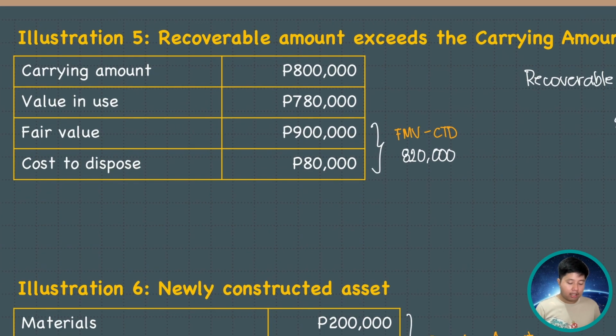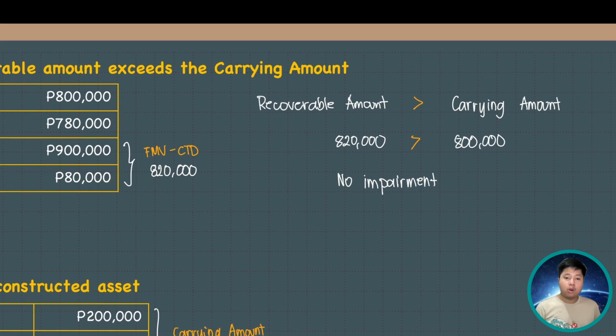Let us have illustration number 5. The value in use is 780,000. The fair market value is 900,000 and the cost of disposal is 80,000. We can now see that the fair market value less cost of disposal is higher than the VIU. That's why we are going to use the 820,000 as our basis for the recoverable amount. But since the recoverable amount is higher than the carrying amount, then we will not record any impairment loss for this illustration.